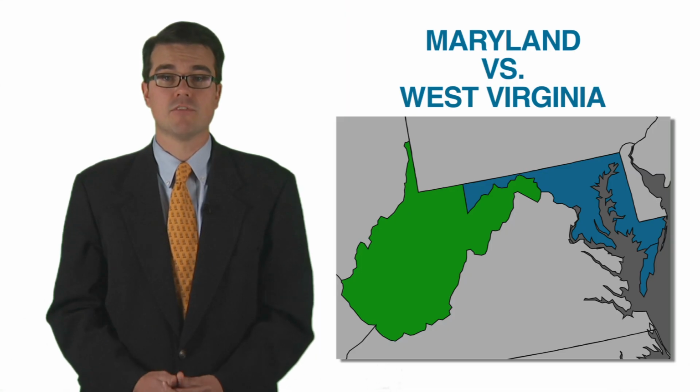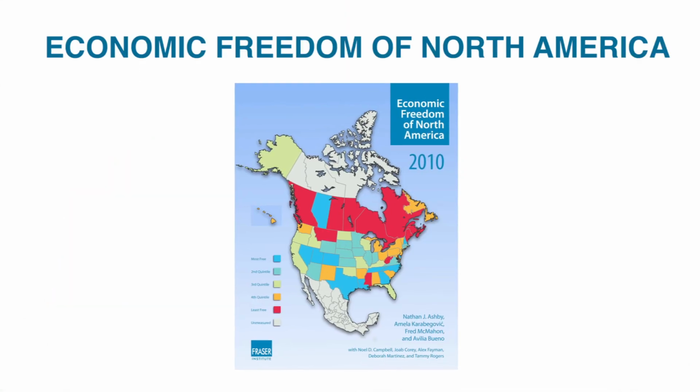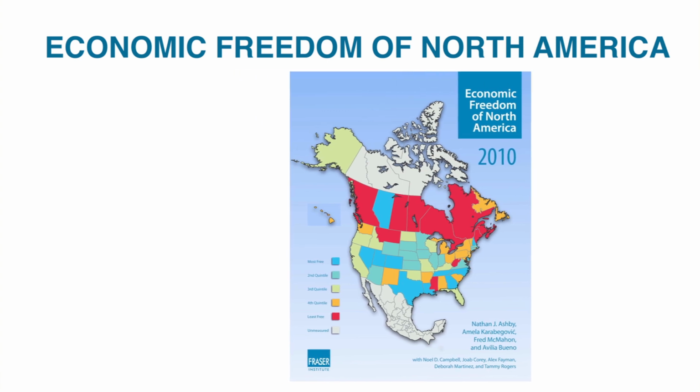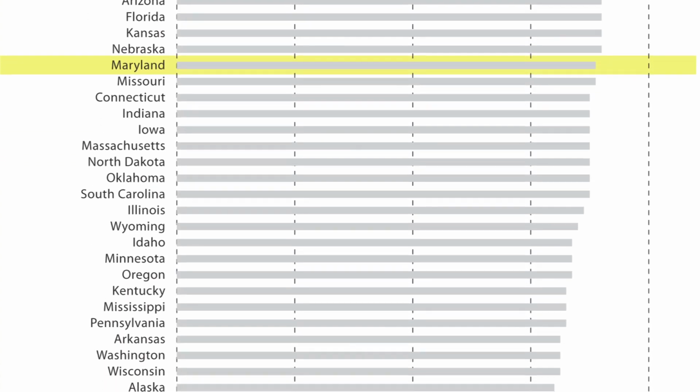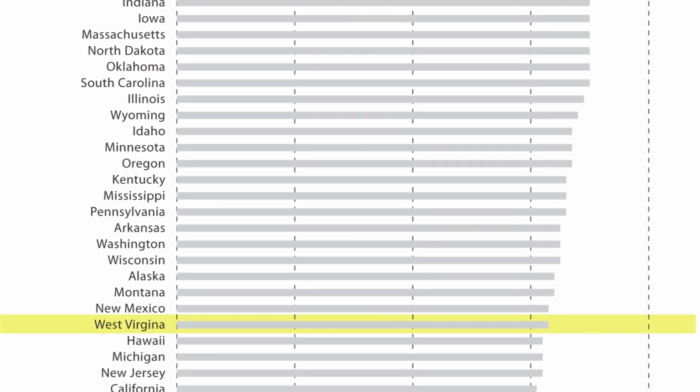Now, let's look a little closer to home. Maryland versus West Virginia. According to the report, The Economic Freedom of North America, Maryland is the 18th freest state, while West Virginia is 40th. Why? The West Virginia tax code makes it difficult for businesses to operate.